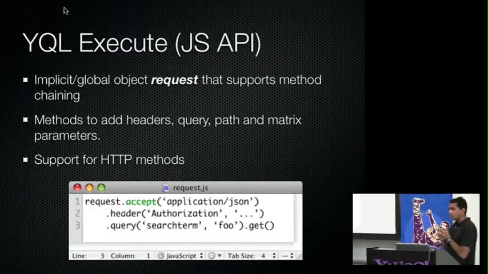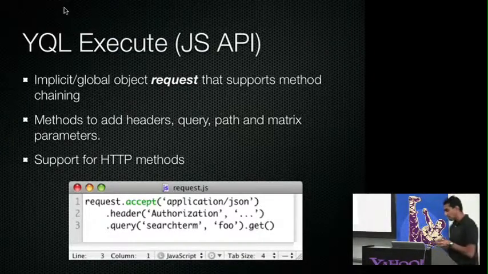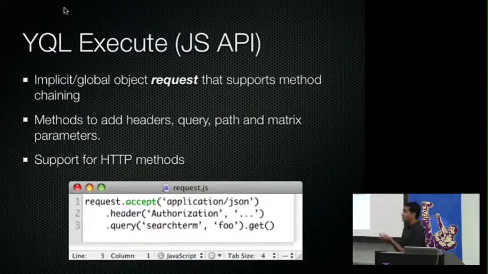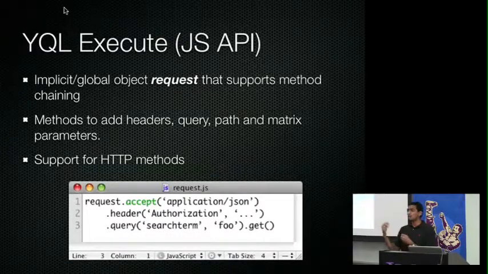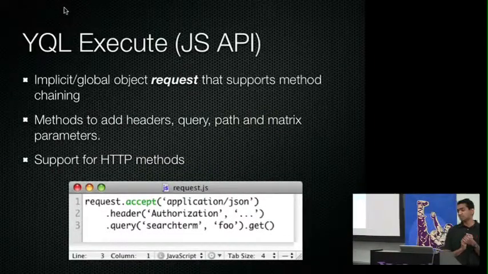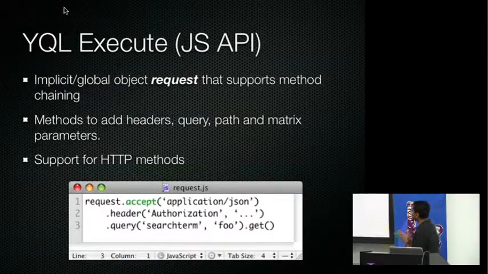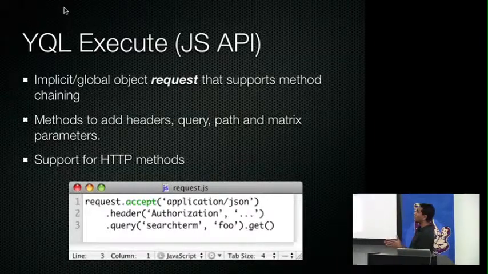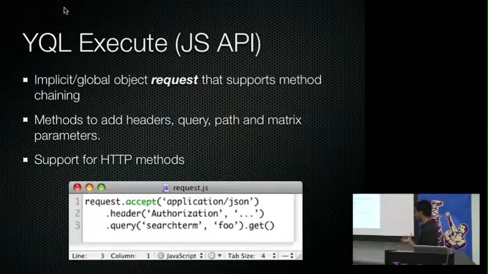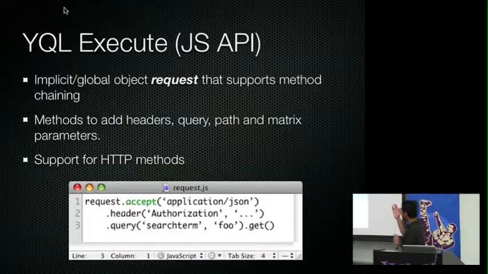Now moving on to the JS API, what does YQL execute provide you? Now the execute needs to have implicit objects. So we start with the request object, which lets you make requests outside. It has the various parameters to add headers, path parameters, query parameters, matrix parameters, and it also has facility for you to make put requests, post requests, get requests, and delete requests. I mean, just the HTTP verbs that are allowed. So that is supported on the request implicit object.